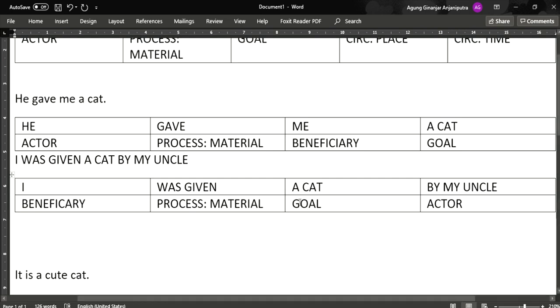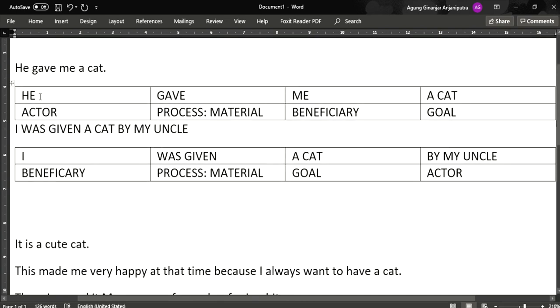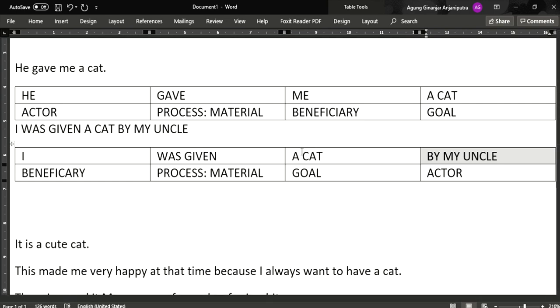So it is different if we analyze the clause in terms of its interpersonal metafunction. In interpersonal metafunction, he is subject and I is again a subject. There's no difference as long as it comes first before the finite or predicator, then it is subject. Then this is finite, predicator, complement, and by my uncle is adjunct. That's in interpersonal metafunction, but in ideational metafunction, it's rather different.